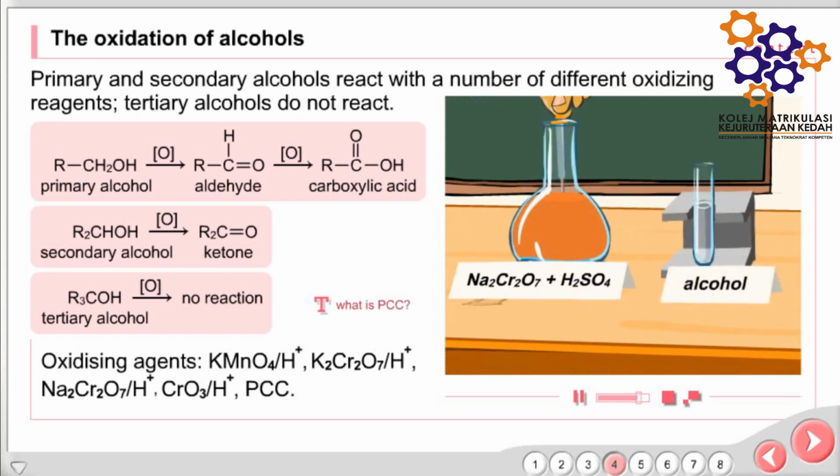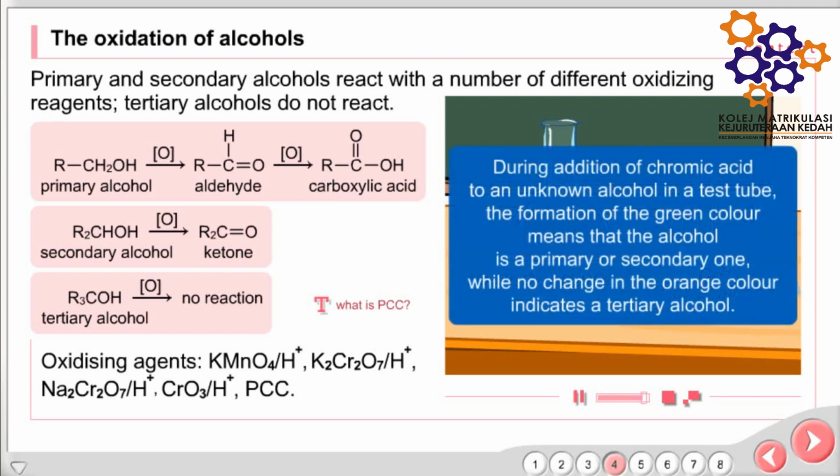A color change can be a factor which allows us to distinguish a primary or secondary alcohol from a tertiary alcohol in a test tube, because the chromic acid reagent is orange and the chromic 3+ ion product is green. During addition of chromic acid to an unknown alcohol in a test tube, the formation of the green color means that the alcohol is a primary or secondary one, while no change in the orange colour indicates a tertiary alcohol.